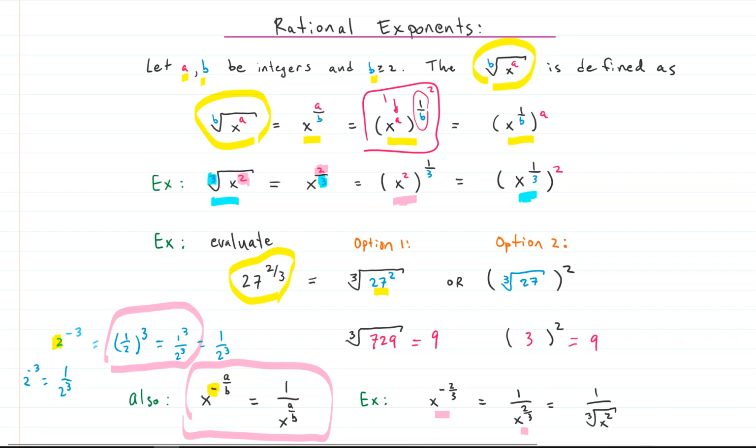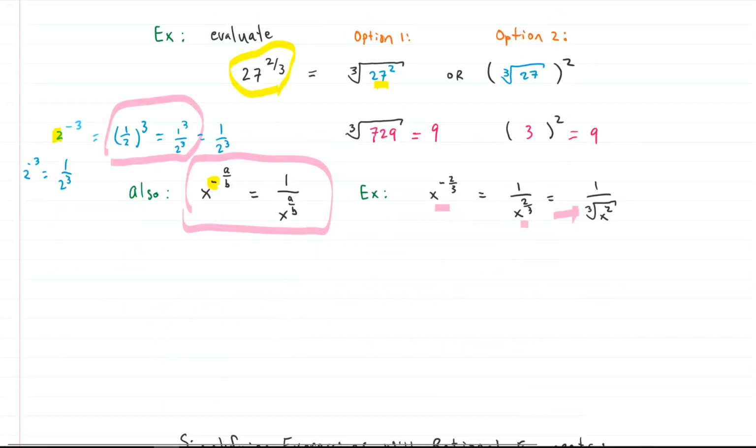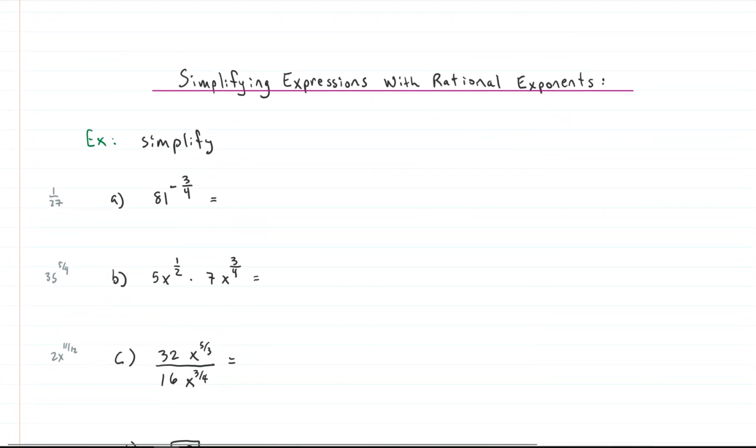And if I wanted to go back to radical form, I could put the cube root of x squared if I wanted, but either way is fine. This is actually a super, super helpful rule. I think once you have mastered it, you'll start using it all the time. Let's do some examples.